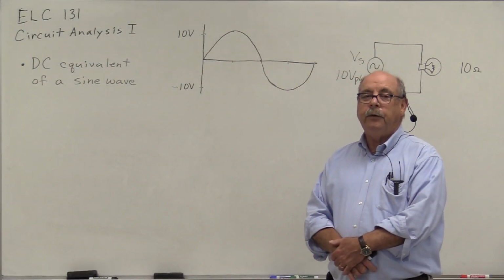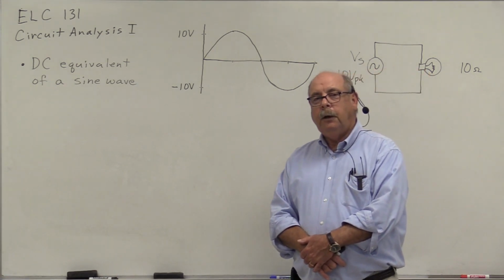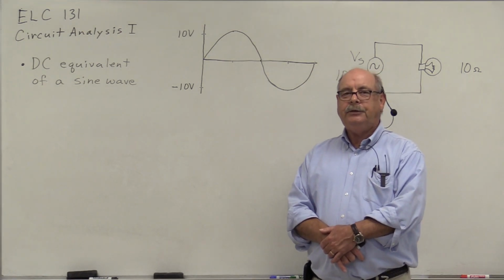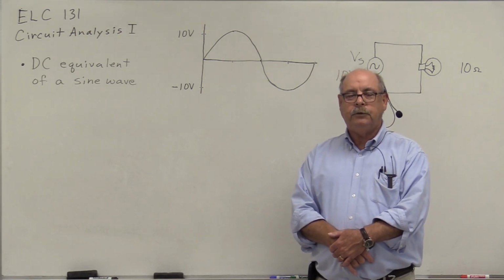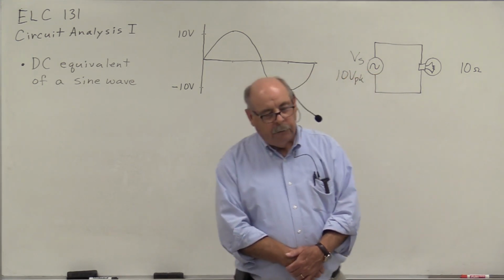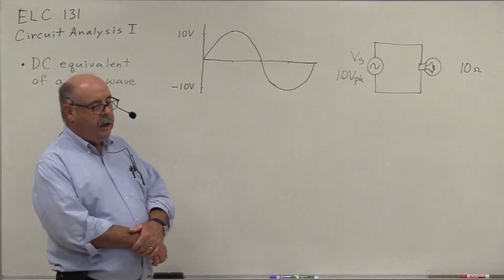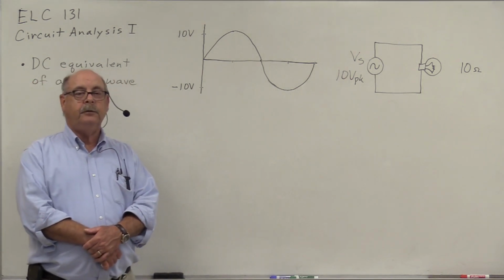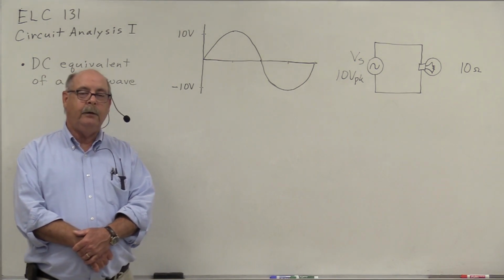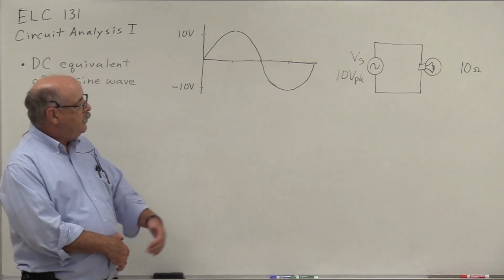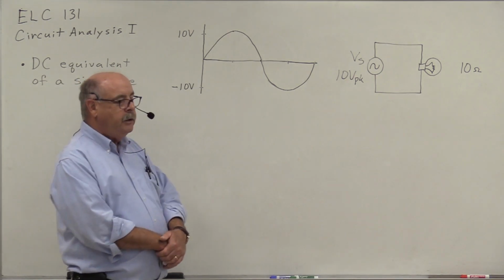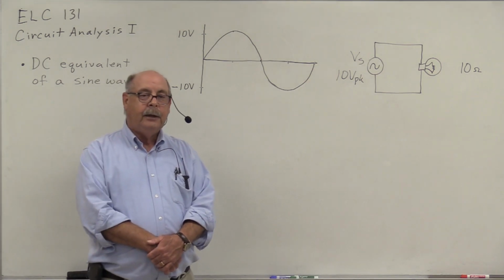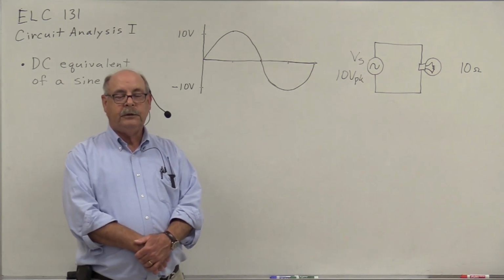This is ELC 131, Circuit Analysis 1, and we're going to talk about the DC equivalent of an AC sinusoidal voltage source. Now, I've sketched a sine wave on the board, and this sine wave has a peak value of 10 volts and, of course, a negative peak value of negative 10 volts. And I show that AC sinusoidal source connected to an incandescent lamp. And that incandescent lamp has a resistance of 10 ohms.